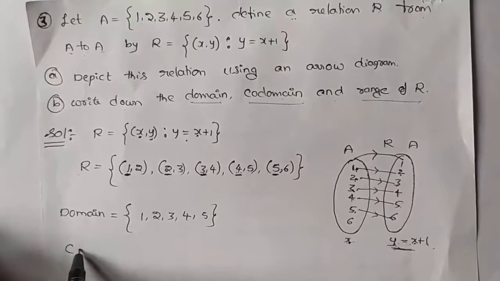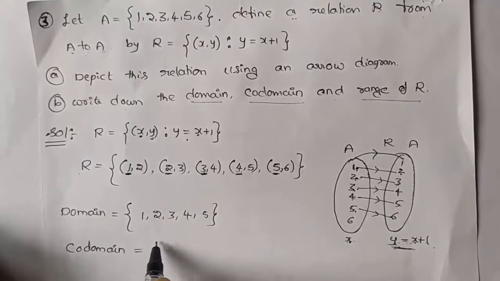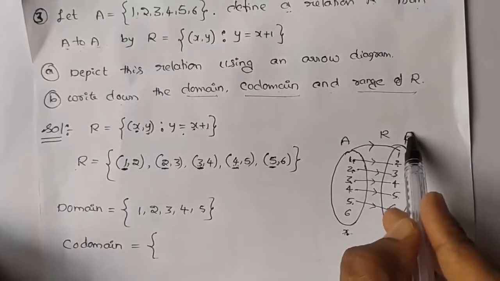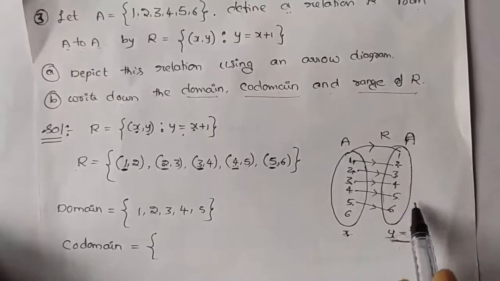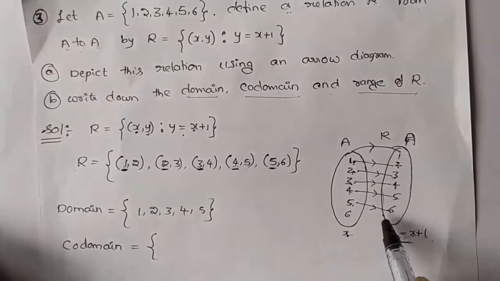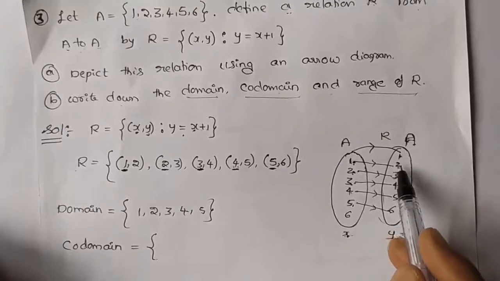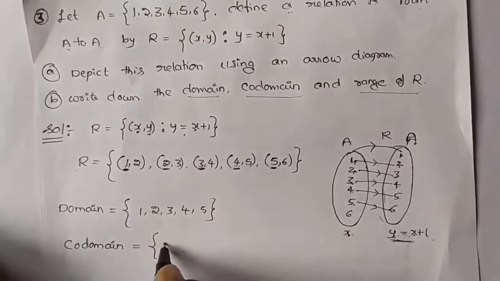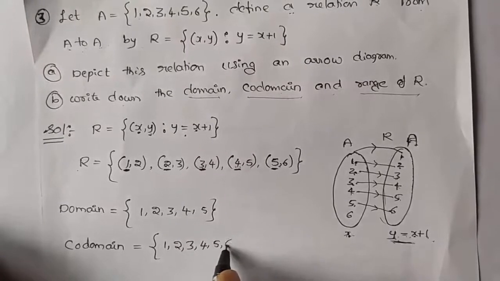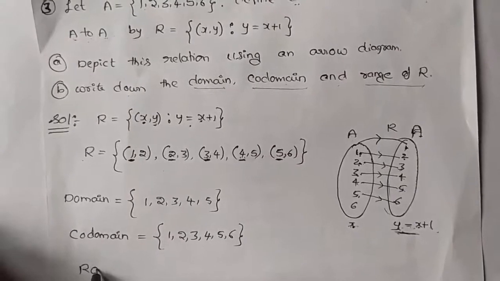What about the codomain? The entire set A is called the codomain. In the definition, I already told you that the entire set A is called codomain. It is the set A, 1, 2, 3, 4, 5, 6. Hence the codomain is 1, 2, 3, 4, 5, 6.